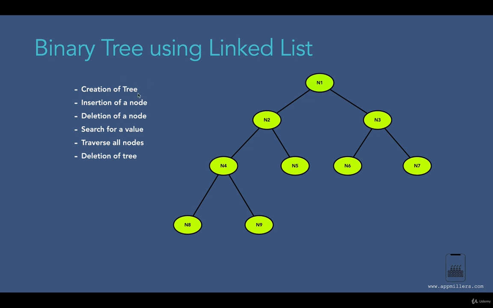In case of a binary tree, we can perform the following operations. We can create a binary tree, we can insert a node to the binary tree, and we can delete a node from the binary tree. Then we are going to search for a value inside the binary tree, traverse all nodes in the binary tree, and delete the tree from the memory. So we are going to perform these operations using linked list and array in this course. The first operation that we are going to perform is creation of a binary tree using linked list.